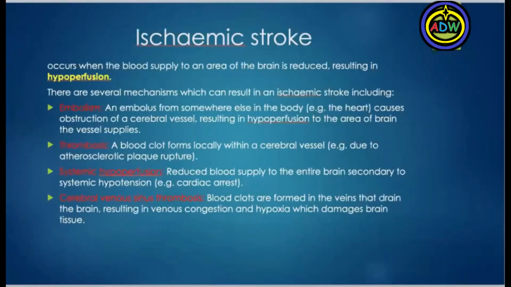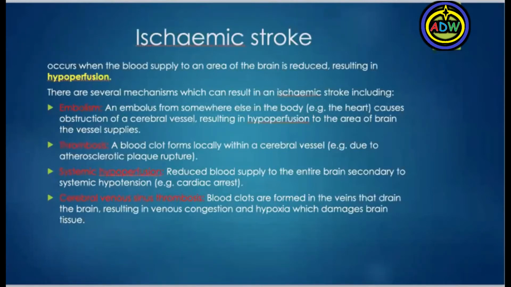Towards our normal brain perfusion. To function normally, our brain needs 54 milliliters of blood per 100 grams of brain tissue per minute. When this blood amount decreases to about 50, there is stroke, as you know, and there are several mechanisms which can result in ischemic stroke.